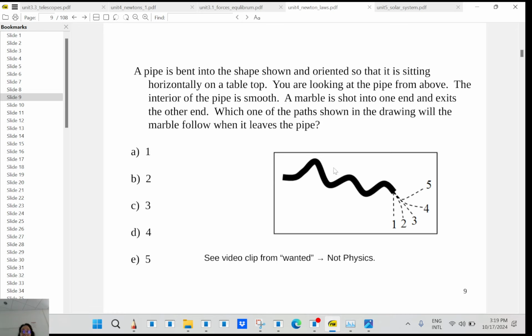Okay, what about here? So you see you launch a marble here, it goes zoom, zoom, zoom. And each time it's making a turn, that's because there is a force applied to it. If you want to make something turn, you need to apply a force. So the force is from the wall here, right? The side of the tube.